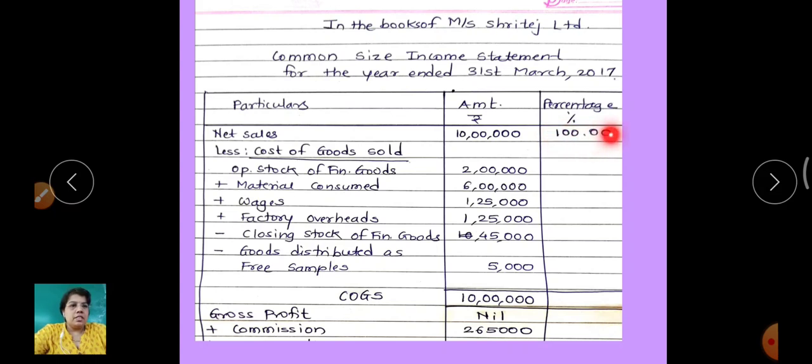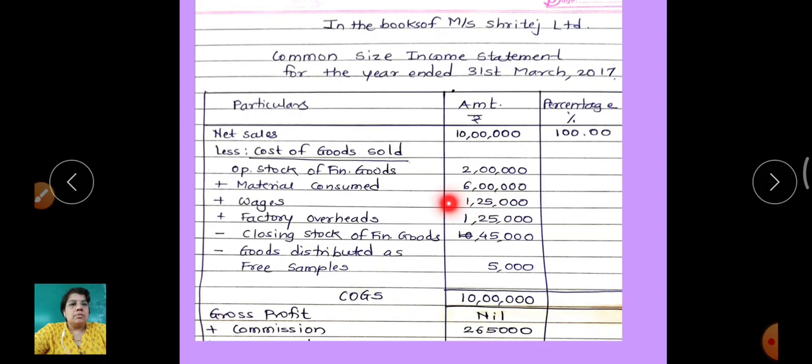So we have written the percentage also for it here as 100. Net sales is given as 10 lakh. Now we will calculate the COGS. For COGS, first of all we have to take the opening stock of finished goods. Here finished goods is given, otherwise opening stock of raw materials and opening stock of WIP also may be there. So this opening stock is 2 lakh. We will add the material consumed, 6 lakh.